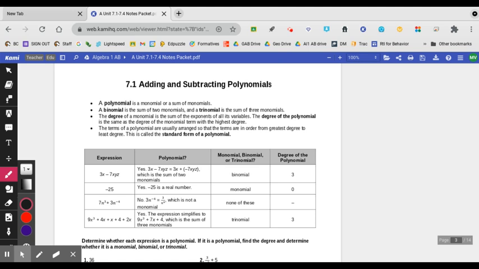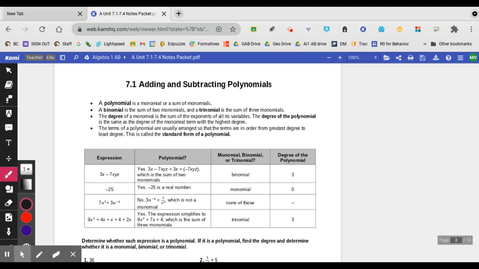Hello, everyone. Today we are starting Unit 7, which is actually Chapter 8 in your book. So first, some definitions. A polynomial is a monomial or a sum of monomials. A binomial is the sum of two monomials, and a trinomial is the sum of three monomials.